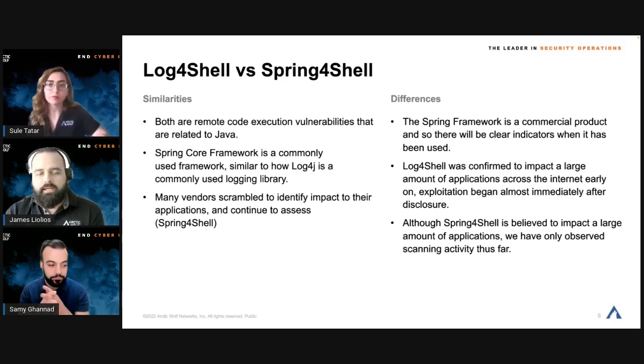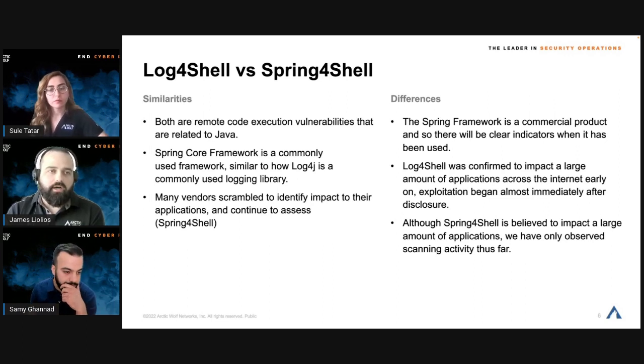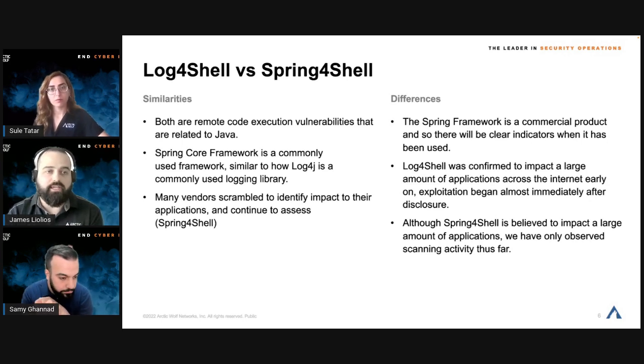Yeah, so with Spring4Shell, when it first came out, a lot of similarities were drawn to Log4Shell. As you mentioned, Log4Shell was a major vulnerability event that took place towards the end of 2021. So when looking at the similarities between the two, we can see that both are remote code execution vulnerabilities that are related to Java, with the Spring Core framework being a commonly used framework in Java applications. And this is similar to how Log4j is a commonly used logging library within Java applications.